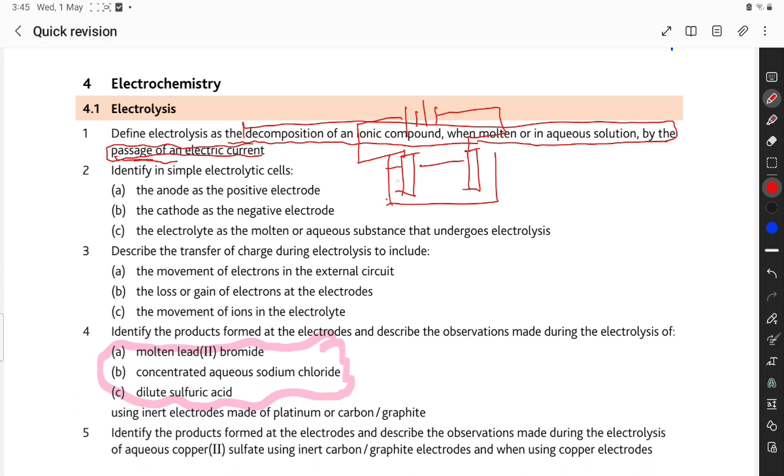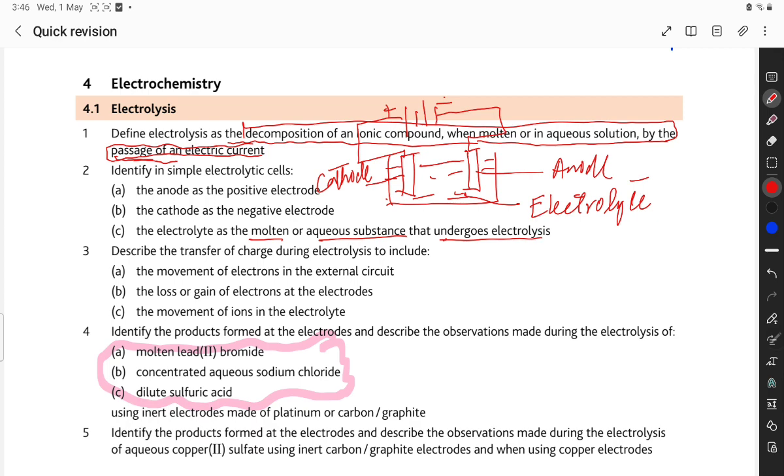So draw like this. This is a solution, electrolytes. This is negative electrode. This is positive electrode. This is anode. This is cathode, and over here electrolyte are ionic compound which conduct electricity. So anode is the positive electrode, cathode is the negative electrode, electrolyte is the molten or aqueous substance that undergoes electrolysis.